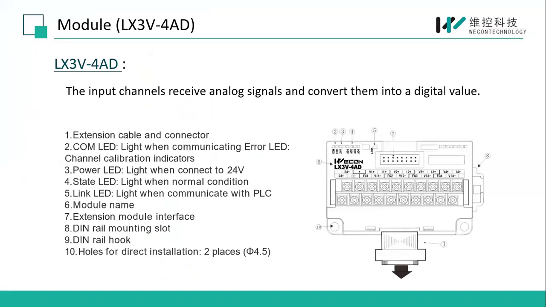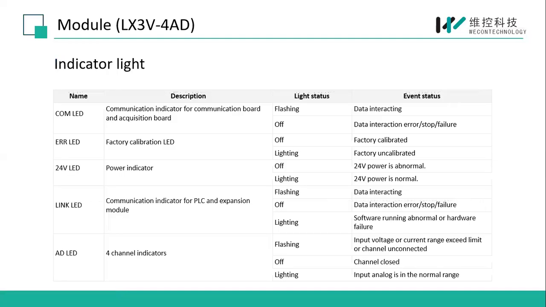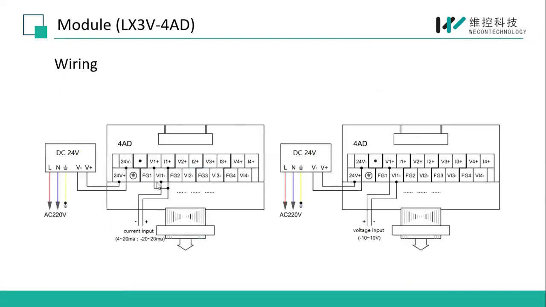Okay, let's move to the LX3V4AD module. It's also the same, but it just receives analog signals and converts them into a digital value. It has the same indicator light state. And there is some different wiring here.